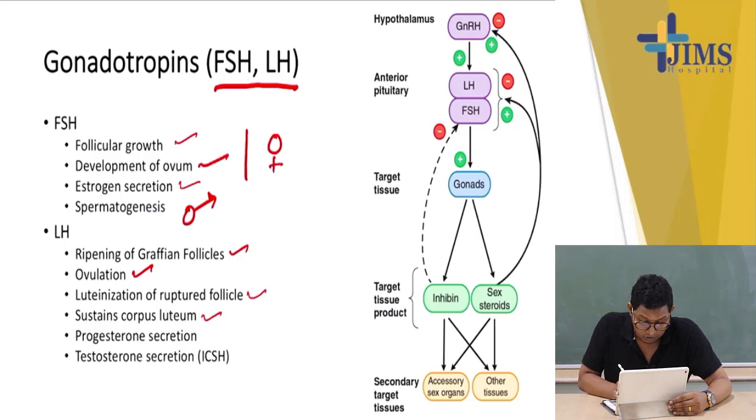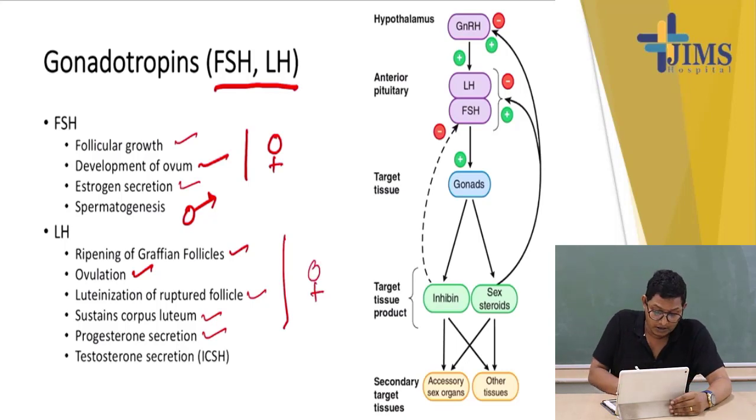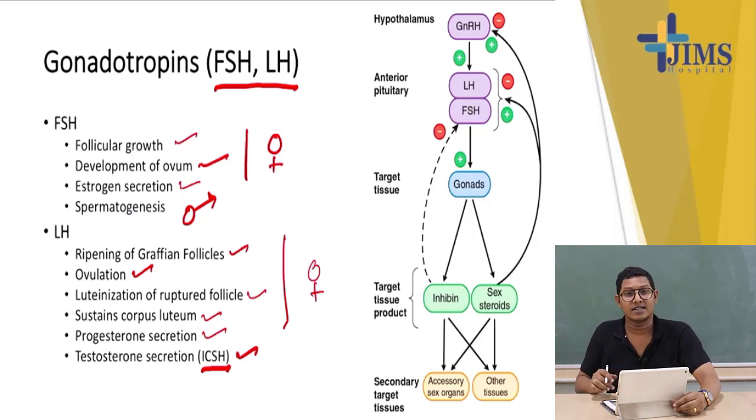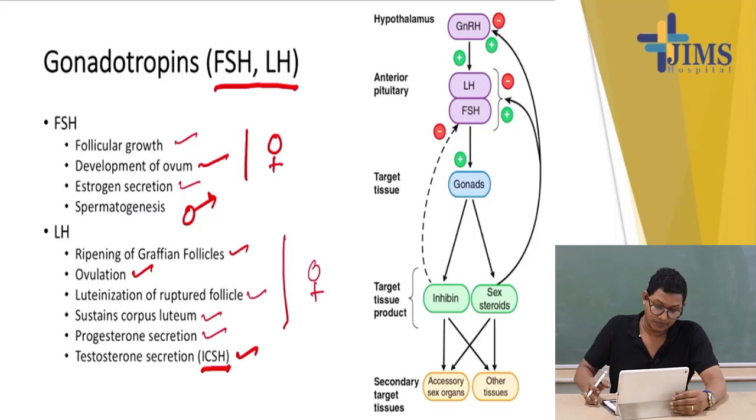Luteinizing hormone also causes progesterone secretion. Now these happen in cases of females. In cases of males, it causes testosterone secretion and is called ICSH, that is interstitial cell stimulating hormone. This LH is called ICSH in males, that causes testosterone release.